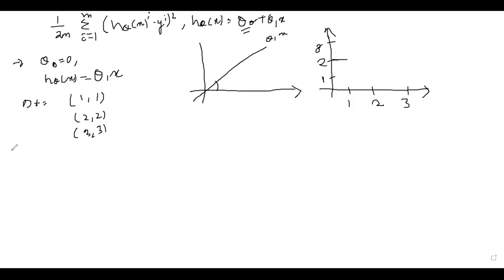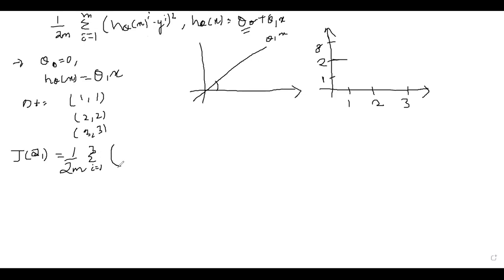Let's calculate the cost function here, J of theta 1, right? Because theta 0 is equal to 0, so I will take only the cost function for my theta 1. So what I will do? 1 by 2m, summation of i equals to how many data points I have? 3, right? 1, 2, and 3. I will write it here, 3.